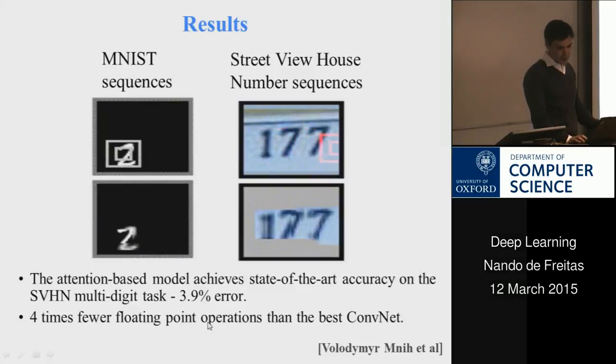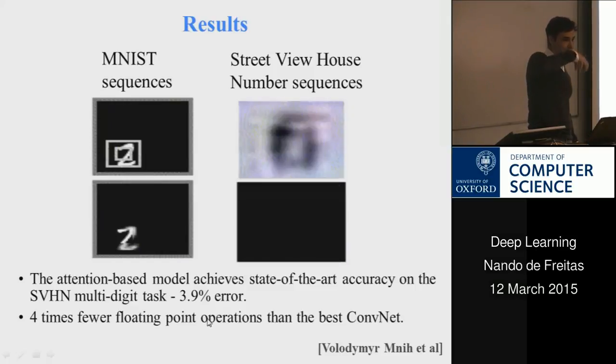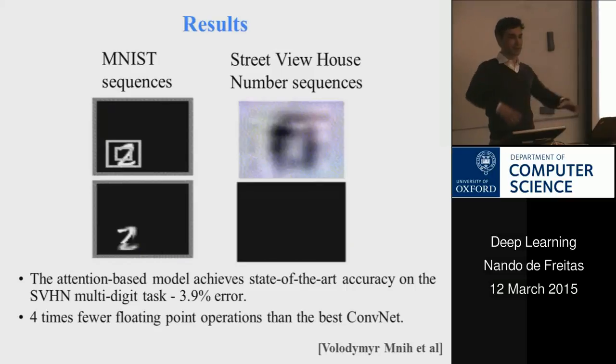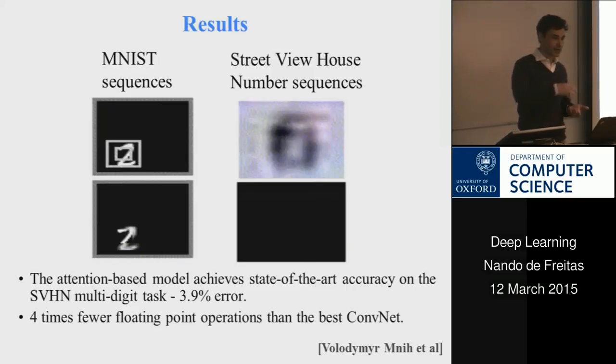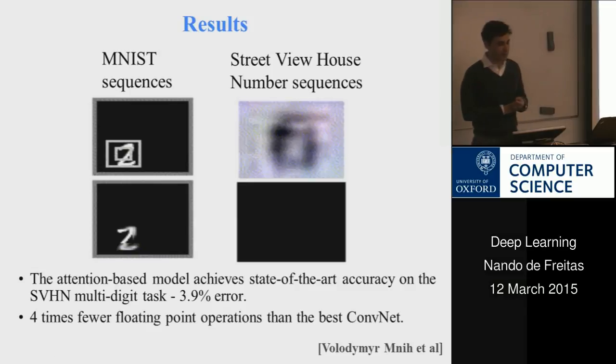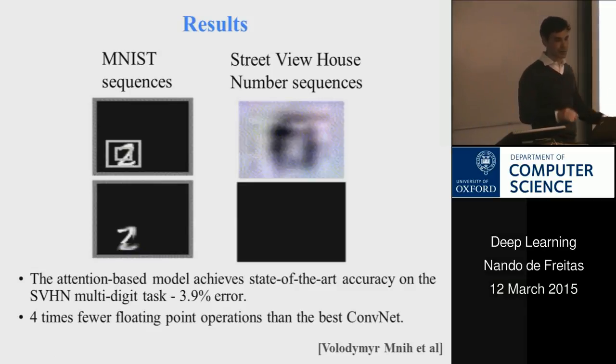And importantly, by only using the smaller input data, instead of feeding in the full image to a ConvNet, if you only look at the smaller image patches, you're able to achieve much lower errors. So your performance increases. In particular, in this paper, they're reporting state-of-the-art accuracy on this data set, with 4 times fewer floating point operations than if you were to use a ConvNet. So this is very useful.